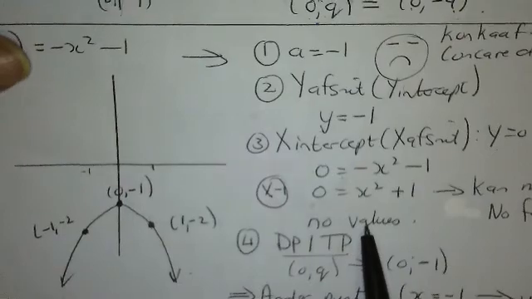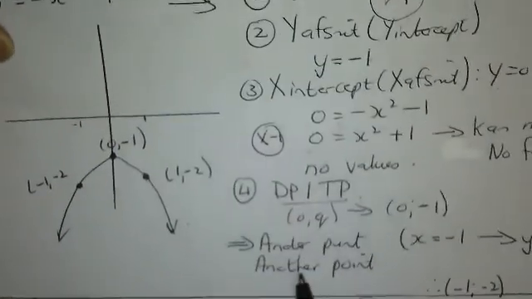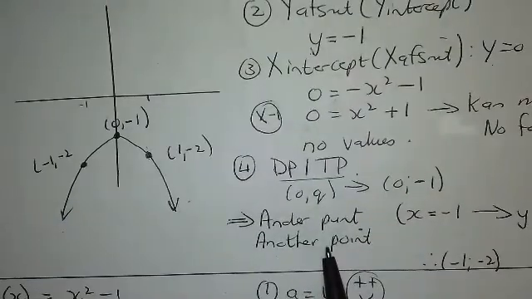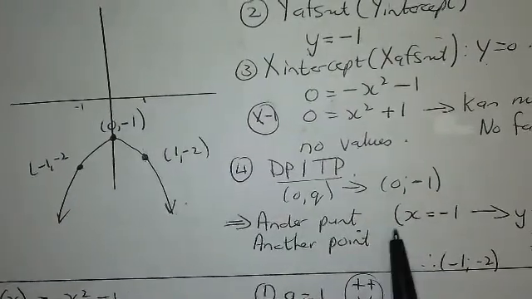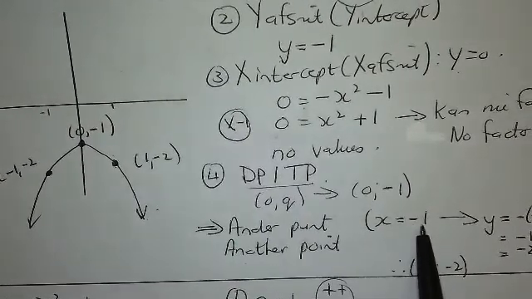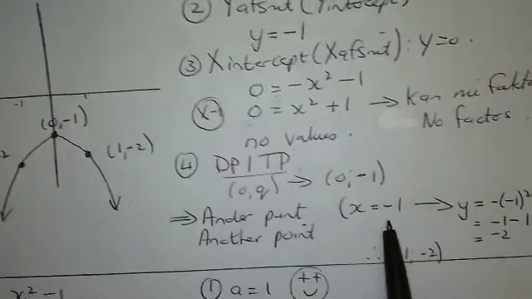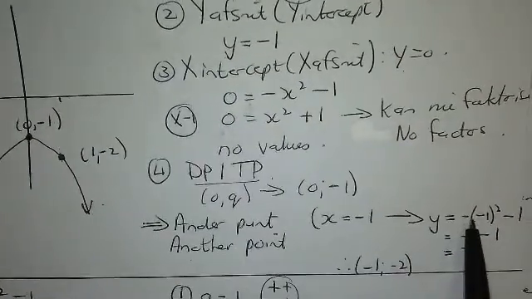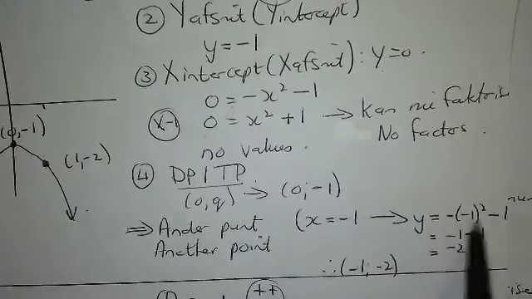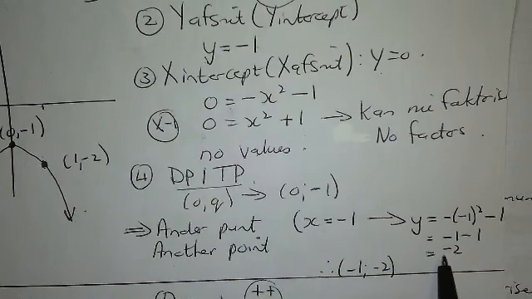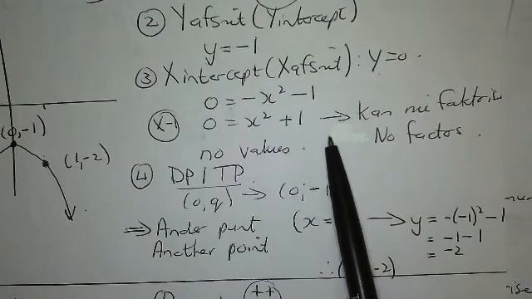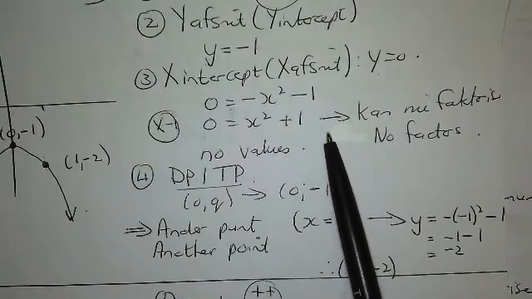If you can't factorize there, it means you must calculate another point. Now to calculate another point, you substitute any x value. It's easier to use 1 or negative 1 or maybe 2, but you can substitute any value. I've used negative 1. Substitute it into your given equation. So it's negative 1 squared minus 1, giving you negative 2. So that's giving me another point. You only do this step if you can't factorize for x-intercepts.